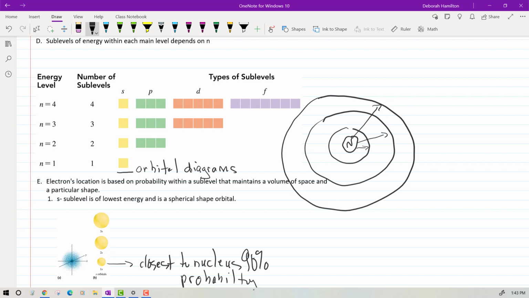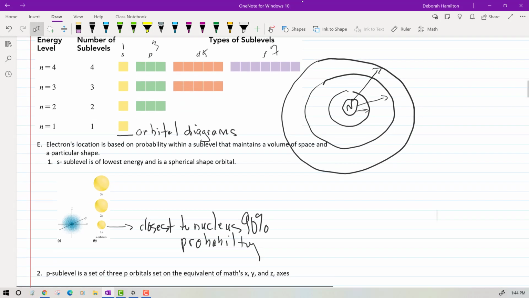As you go out even further, there will be d sublevels of energy that can fit on the 3rd main level. And if we go out even further still, we'll see that there is an f sublevel of orbitals as well, and that happens to be 7 of those. So there's 1 orbital in the s sublevel, 3 orbitals for the p, 5 for the d, and 7 for the f. Now let's take another look at some pictures here.